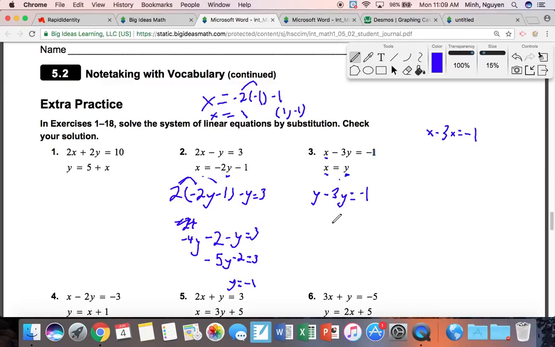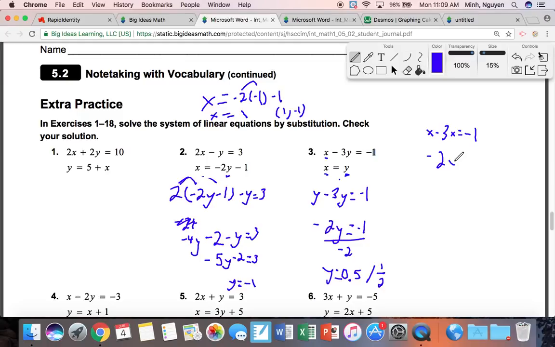Okay, so we have y minus 3y is negative 2y equals negative 1. Divide by negative 2, y equals 0.5 or 1/2. I should say 0.5 because some of you guys won't see that point.